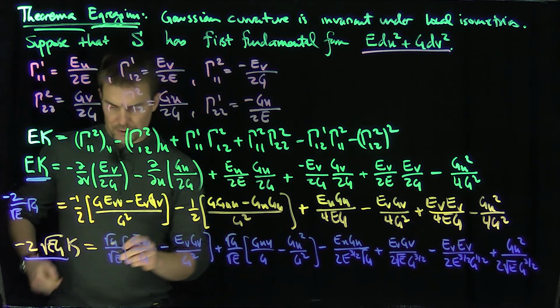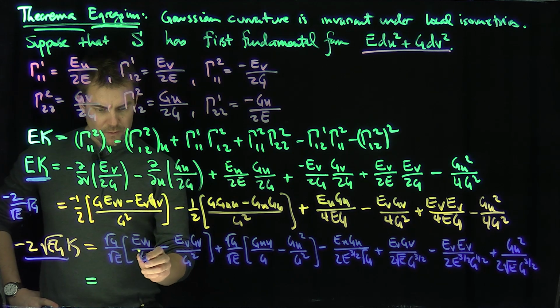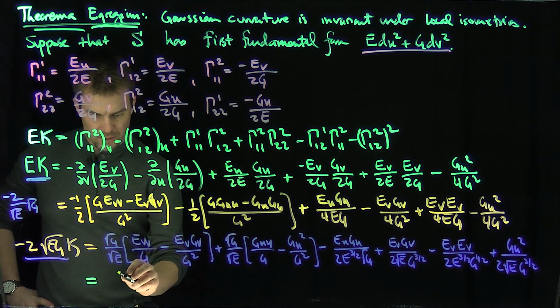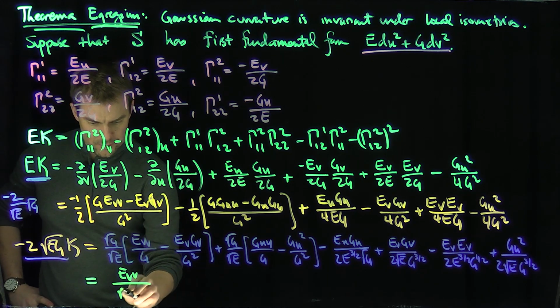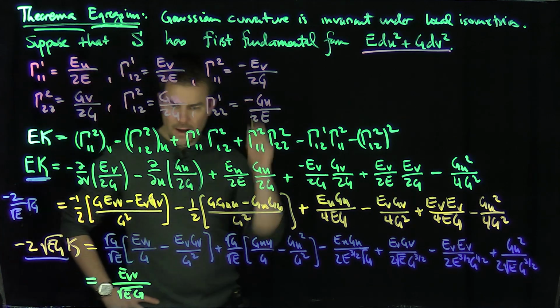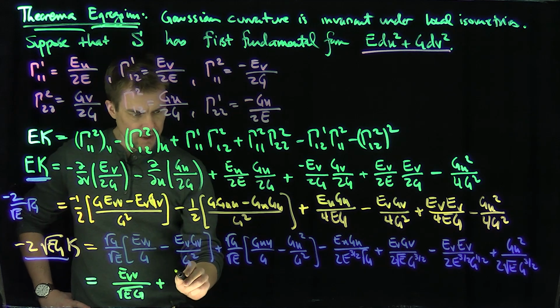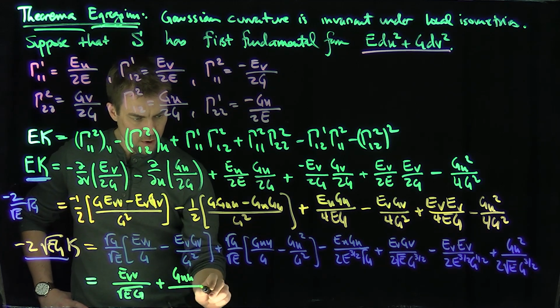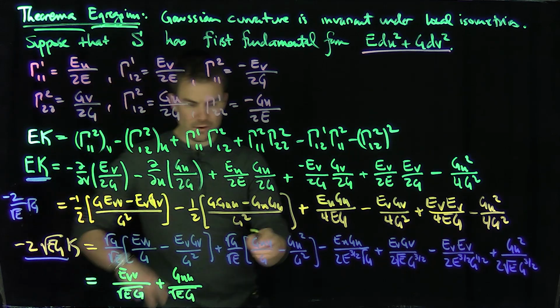So this first term over here is exactly going to be equal to what? There's a single G over here, so this is going to be an EVV over root E root G, okay? That's that first term. This term over here is going to stick around. That's going to be a GUU over root E root G. That term is over there.